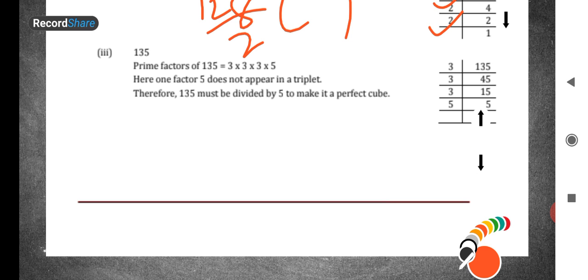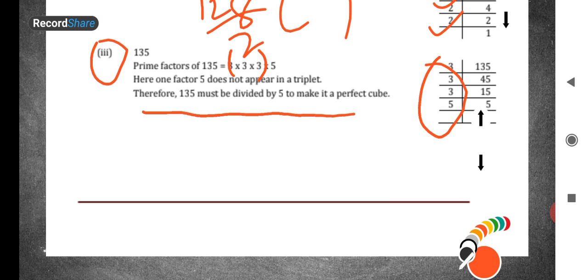The number given is 135. Now when we find the factors of 135, we get 3 into 3 into 3 into 5. So you can see here 3 is in a group of 3, but 1 5 is left here, isn't it? So 1 factor 5 does not appear in a triplet group or group of three. Therefore 135 must be divided by 5 to make a perfect cube. Okay, in this way you will do.